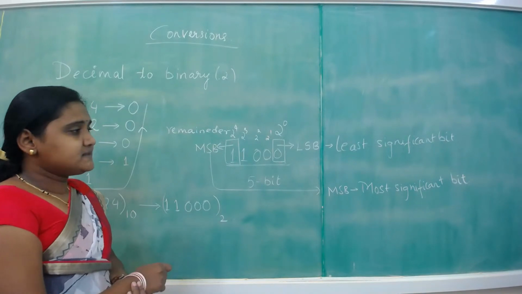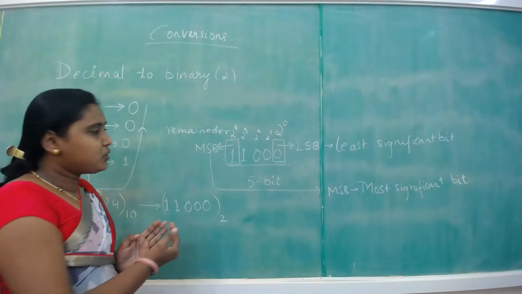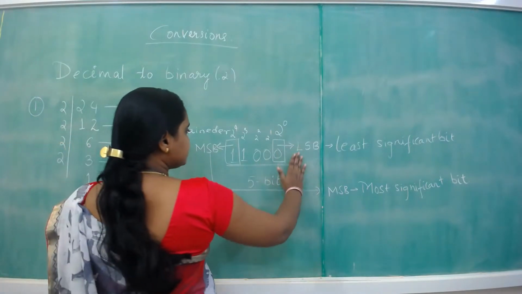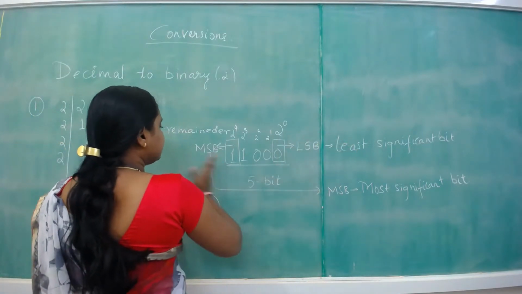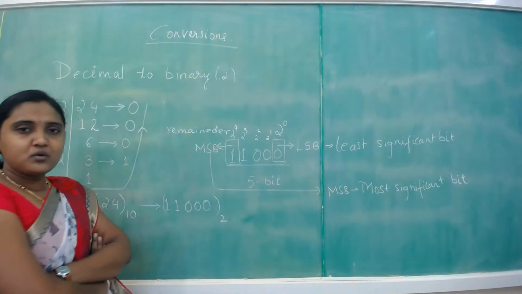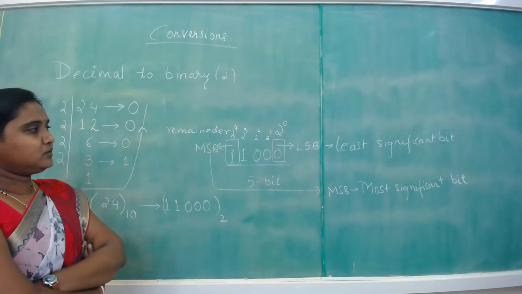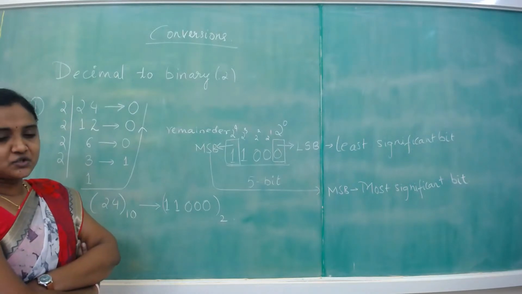Whereas the most significant bit, what is it? It is the leftmost. If we stand like this, this is my right hand, rightmost, and this is the leftmost. So MSB is the leftmost bit in the binary number that has the highest place value. These are the two important definitions.